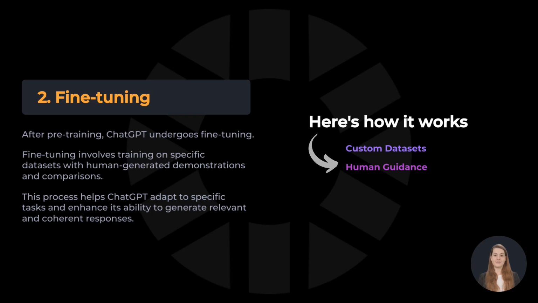Human guidance. Human annotators are involved in this process. They provide explicit feedback and comparisons to train the model. For example, they might rate different responses for quality or select the most appropriate response from multiple choices. Task adaptation. Fine-tuning allows ChatGPT to adapt to more specific tasks or applications. By training the model on task-specific data, it becomes better at generating responses that are not just grammatically correct, but also contextually relevant and coherent within the context of the given task or application.